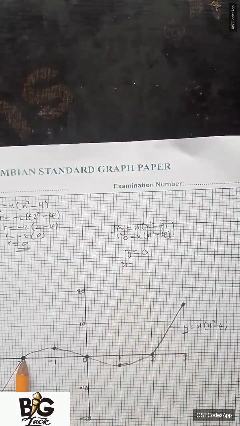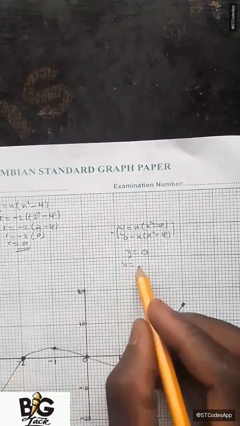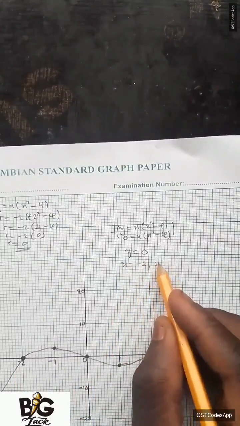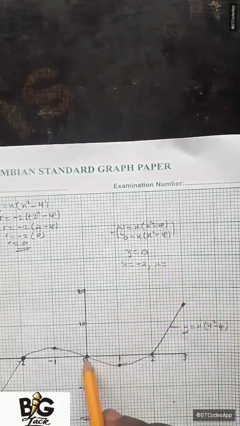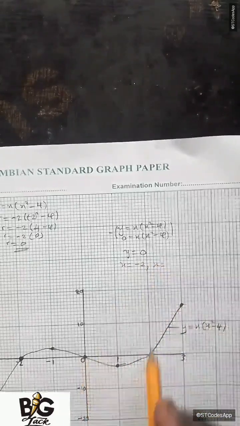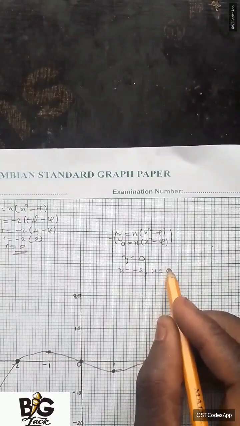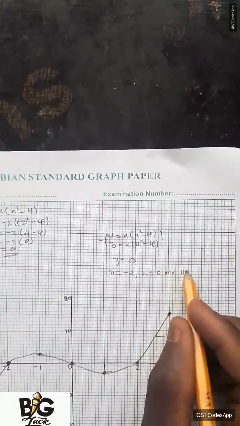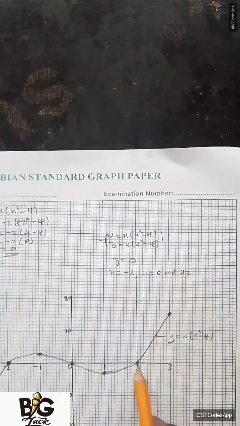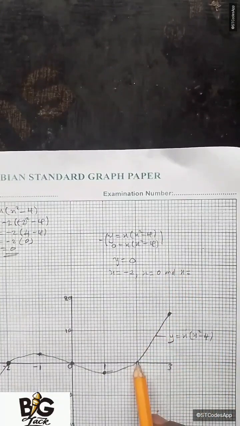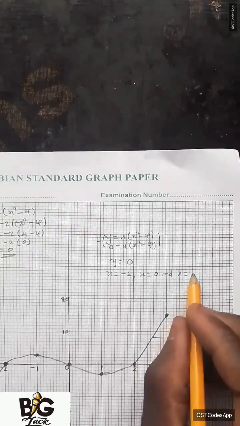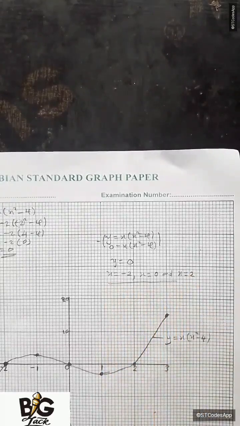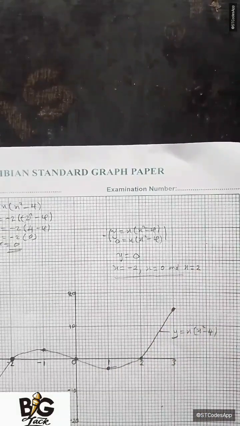It is passing at this point here, which is negative 2. So I'm going to say negative 2, comma, x is equal to, it is also passing on this point here, which is 0. So x is equal to 0. And x is equal to, the last one here, it is passing through the positive 2 on the x-axis. So these are the values for y is equal to 0. So let me repeat.